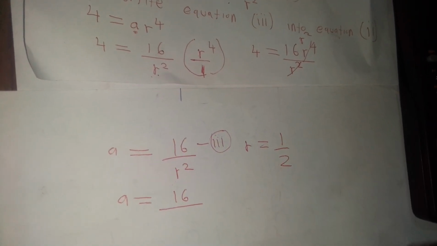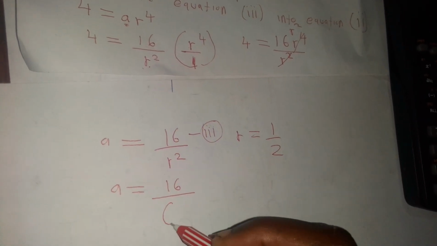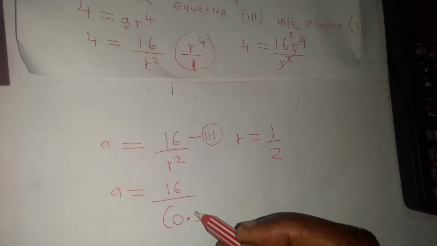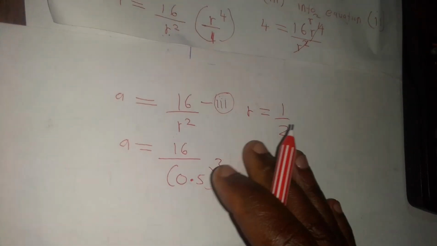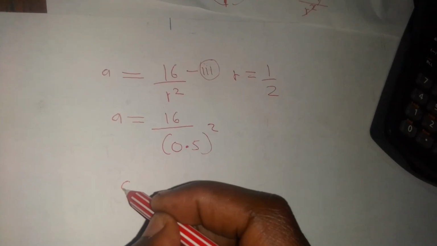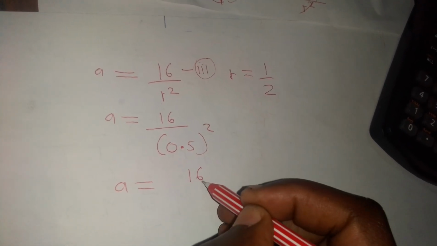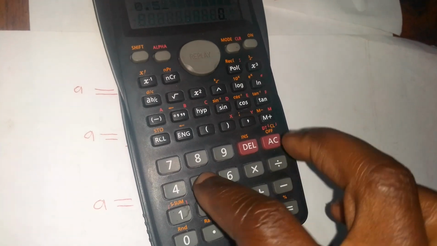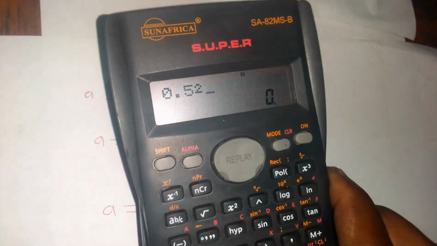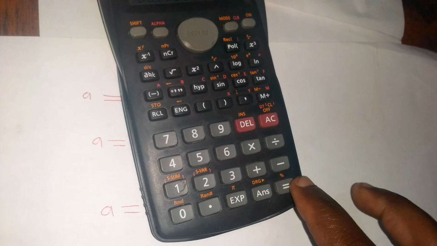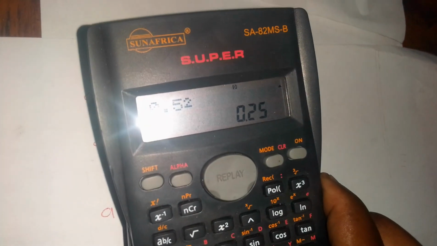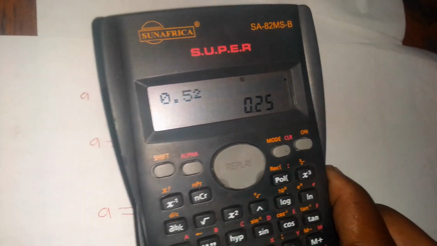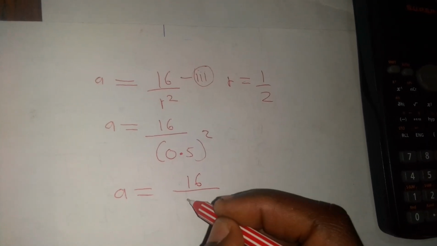I know that 2 into 1 is 0.5, so I'll put it as 0.5, then I square it to make things easy. So r is equal to 16 over 0.5 squared. I'll just use a calculator: 0.5 squared, equals, I get 0.25.